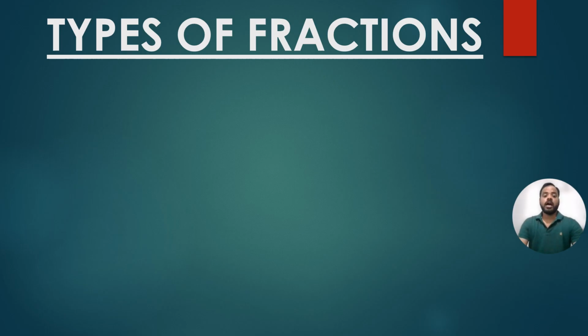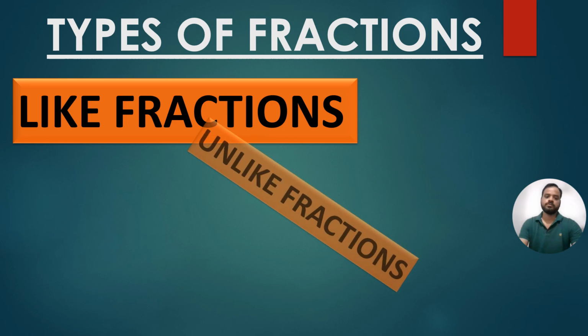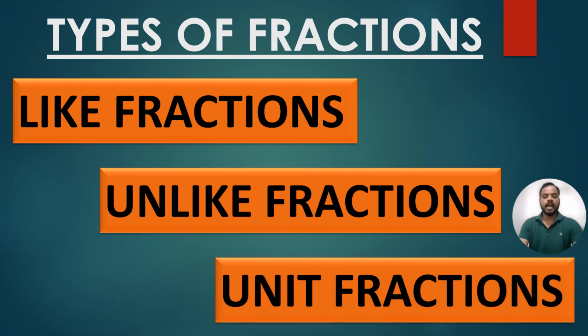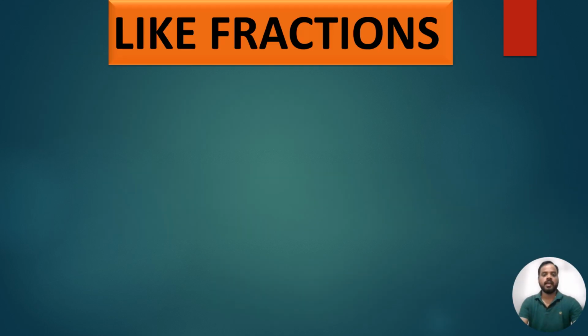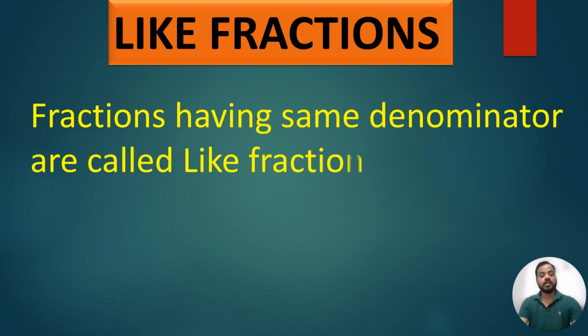Now we will learn how many types of fractions there are. The first one is like fractions. The second one is unlike fractions. And the third one is unit fractions. Let us understand one by one. Like fractions. So what are like fractions?